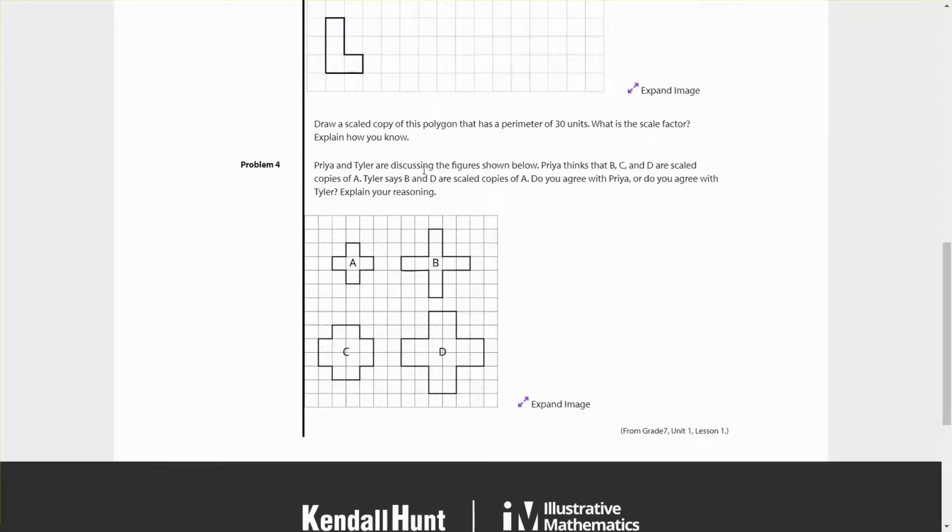Now, for this problem here, this one's a simple recognition problem. Priya and Tyler are discussing figures. Priya thinks that B, C, and D are scaled copies of A. Tyler thinks B and D are scaled copies of A. Do you agree with Priya or do you agree with Tyler?